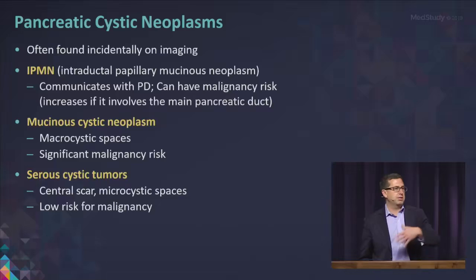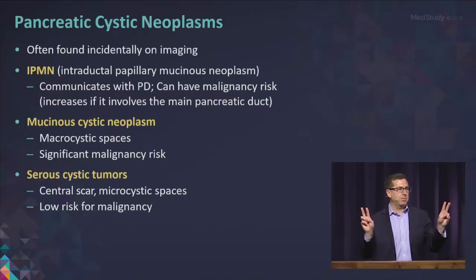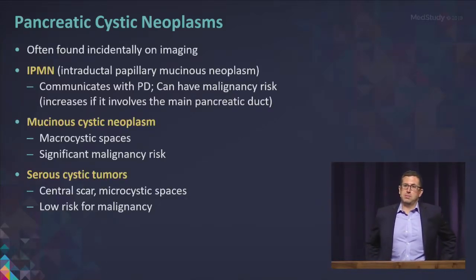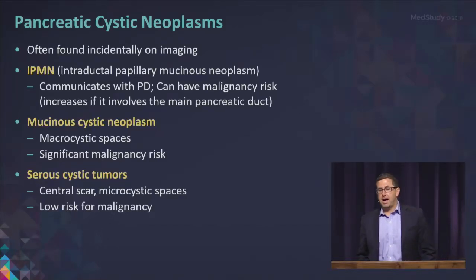I do want to talk a little bit about pancreatic cystic neoplasms because we see this all the time. You'll order a CT scan and you'll get these incidentalomas, right? So you need to be familiar with these. There's something called an IPMN, intraductal papillary mucinous neoplasm. These connect with the PD. They can have a malignancy risk, particularly if they involve the main pancreatic duct.